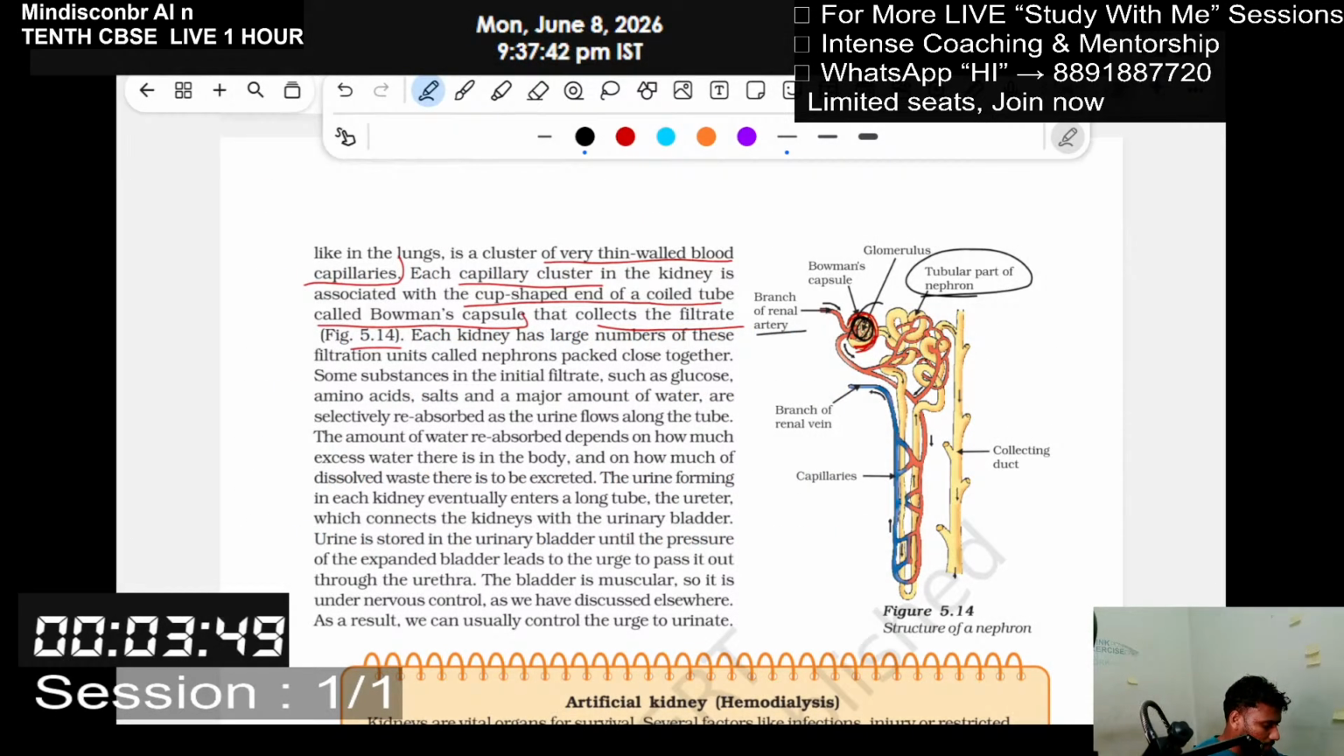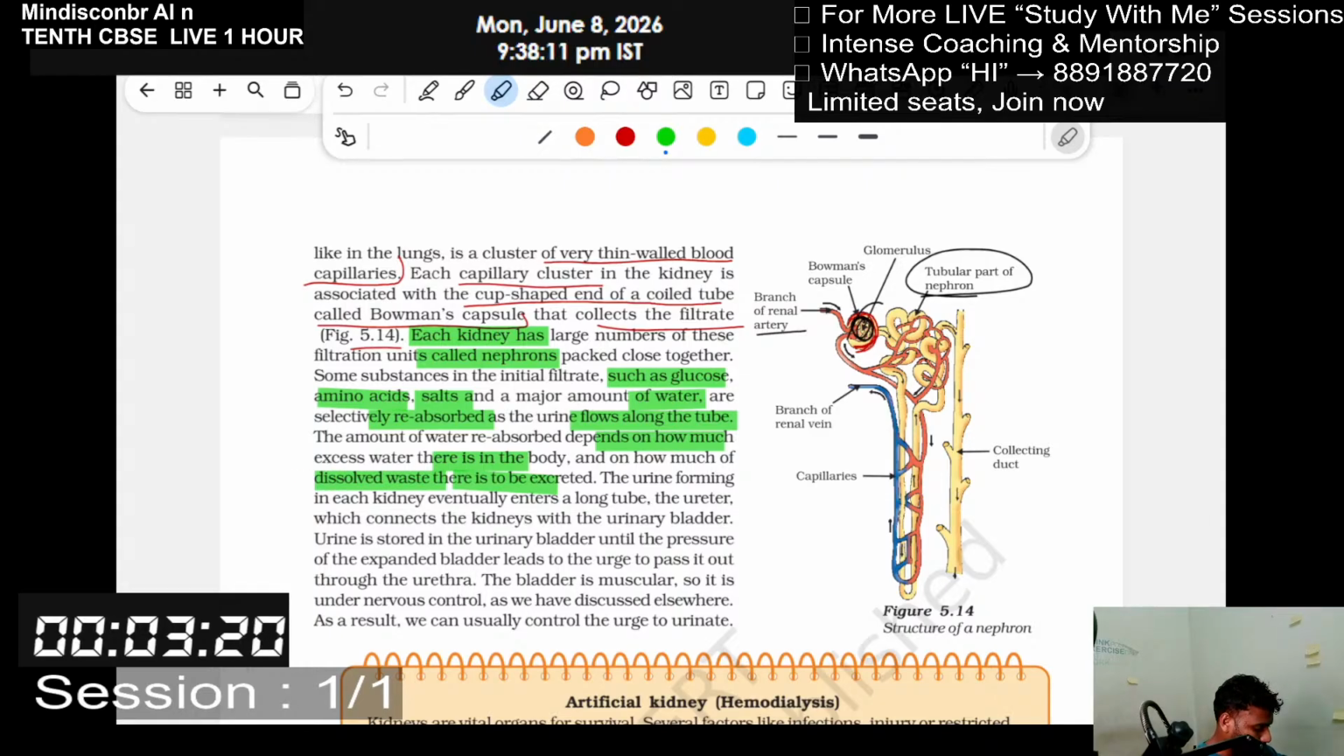Each kidney has a large number of filtration units called nephrons packed close together. Some substances in the initial filtrate, such as glucose, amino acids, salts and a major amount of water, are selectively reabsorbed as the urine flows along the tube. The amount of water reabsorbed depends on how much excess water there is in the body and how much dissolved waste there is to be excreted.